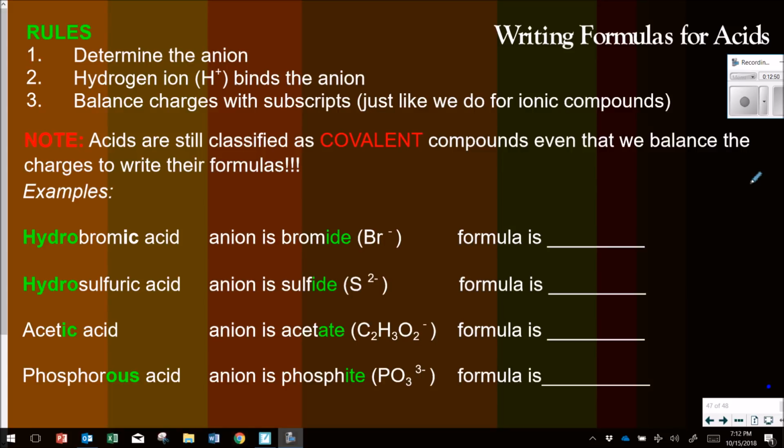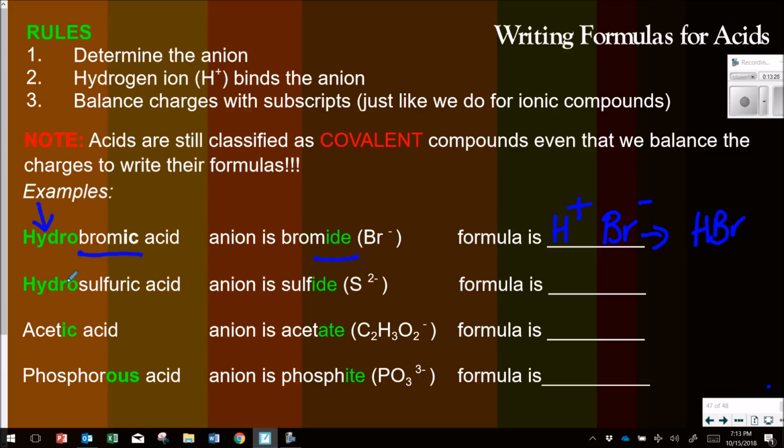Hydrobromic acid. We have bromic here, so the anion is bromide. What helps us determine that is I have the word hydro in front of bromic. If the anion is bromide, then I have H plus for my cation, and I have Br minus for my anion, and my final formula is HBr because these charges balance already.